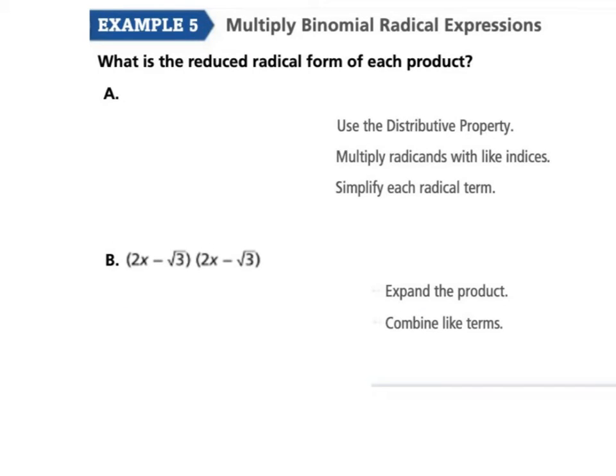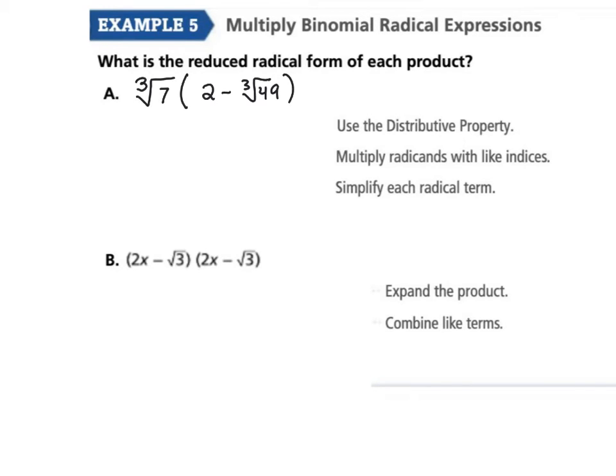So the next part of this section is multiplying radical expressions. We're going to find the reduced radical form of each product. The problem isn't written down, but I'm going to give it to you. We're going to find the cube root of 7 times the difference of 2 minus the cube root of 49.